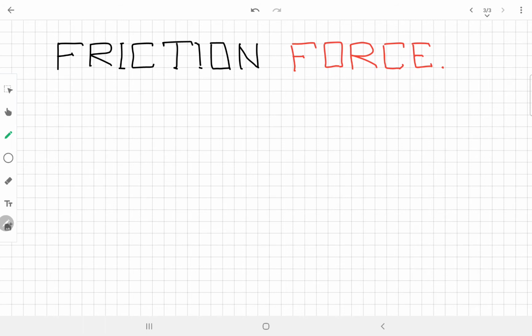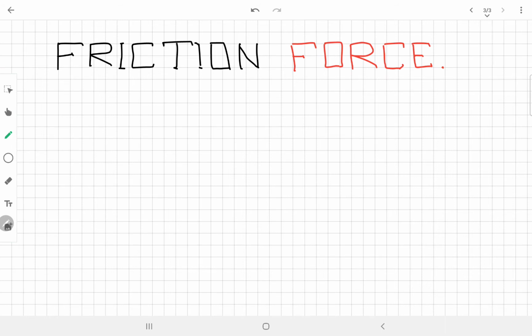There will be additional force between the table and the object due to the table surface and the object surface. Actually, in real life it's not smooth. That's why there will be some resistance. So some parts of the surface will try to stop the motion, and in general we call it friction force.